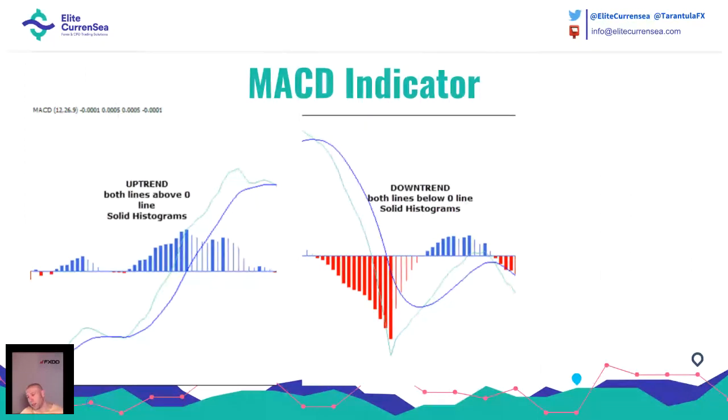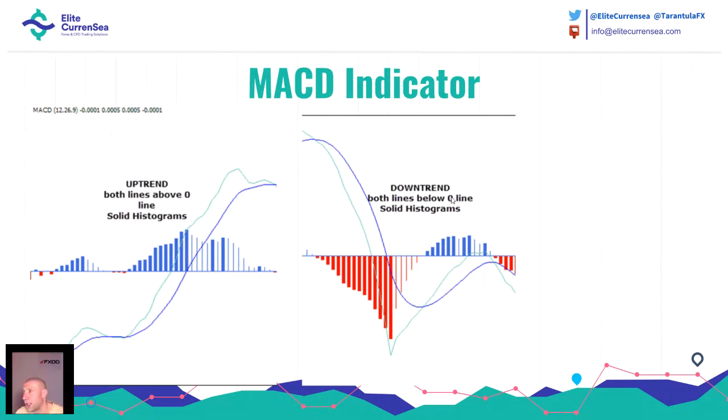Contrary to many opinions, the RSI indicator is not a lagging indicator. RSI is a leading indicator, so we cannot put it in the same group as MACD. For MACD, we use our Elliott Currency CS MACD. And this is just in general how you can use the MACD indicator. An uptrend is when both lines are above the zero line and we have thick, solid histograms. This is important, guys.